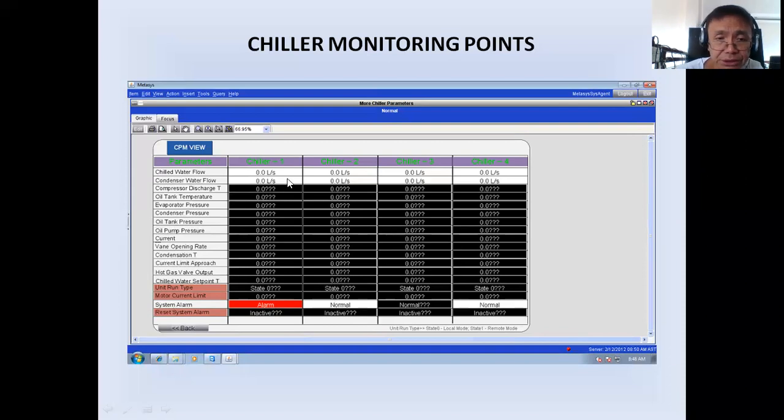Okay. Now this one is not showing the real-time value because I think the software integration from the chiller to this system, Metasys or Johnson Controls, is not yet completed.